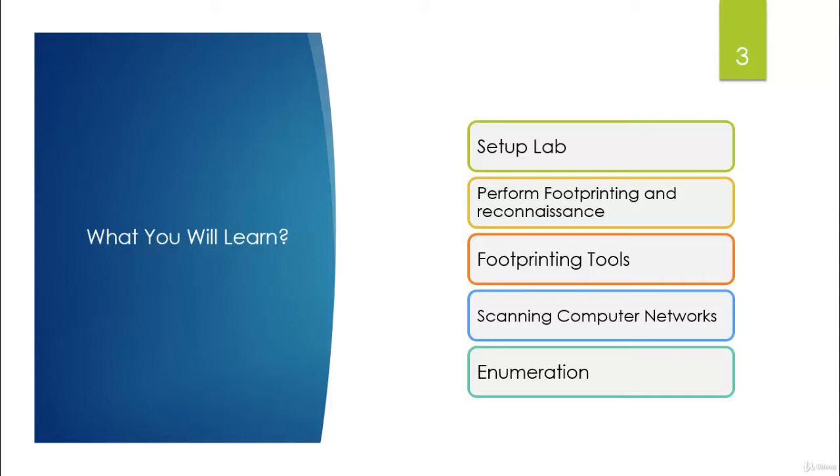In footprinting and reconnaissance, the attacker gathers as much information as possible about the target. Then we will discuss some footprinting tools and see a practical demo of them. In scanning computer networks, we will see how attackers scan target devices and gather information about operating systems, services, live ports, devices, etc. In enumeration, we will see how we can gather operating system information using enumeration techniques.